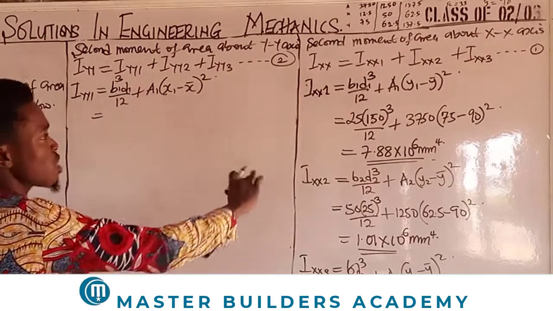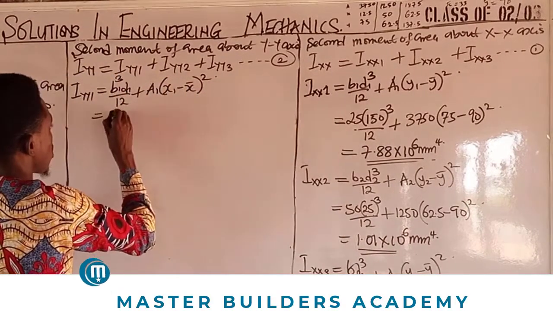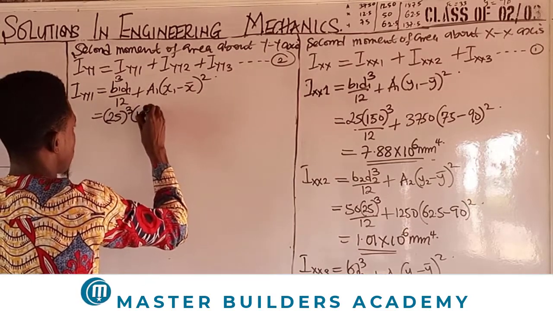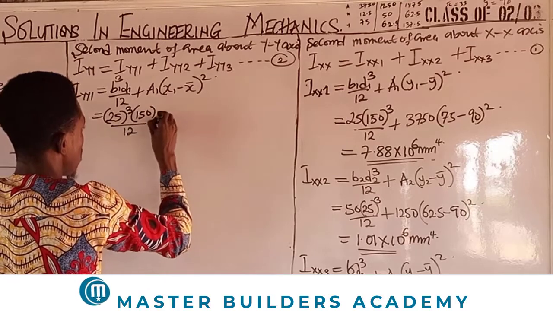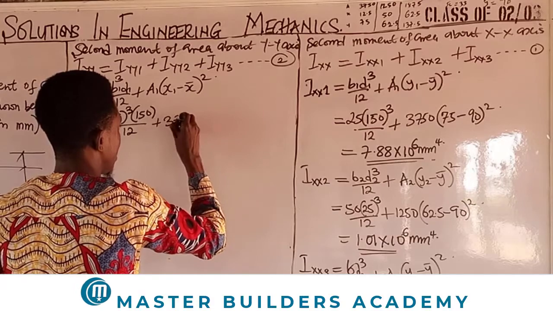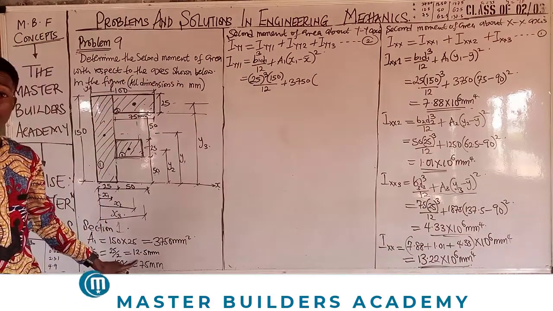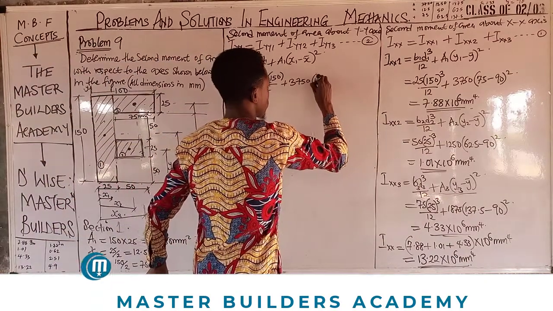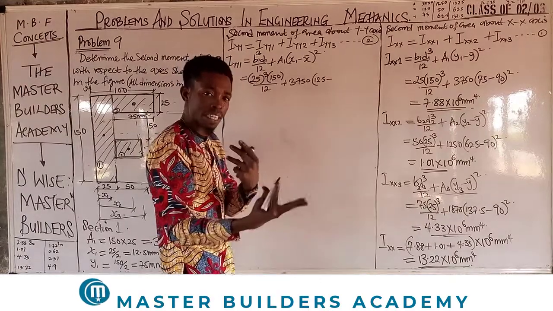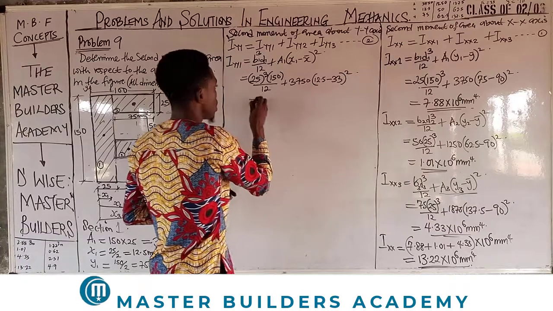Okay, now let's continue very quickly. Now, what is B? You don't need to crack your brain that much. Just come in. The first value you have is 25, so this now becomes 25, and we'll now take the cube, while the other is 150 over 12 plus area, which still remains the same. It's only the values in the brackets that change. Into what x1 was known to be, 12.5, then minus x bar, which was calculated to be 33, all squared. It's as simple as this.